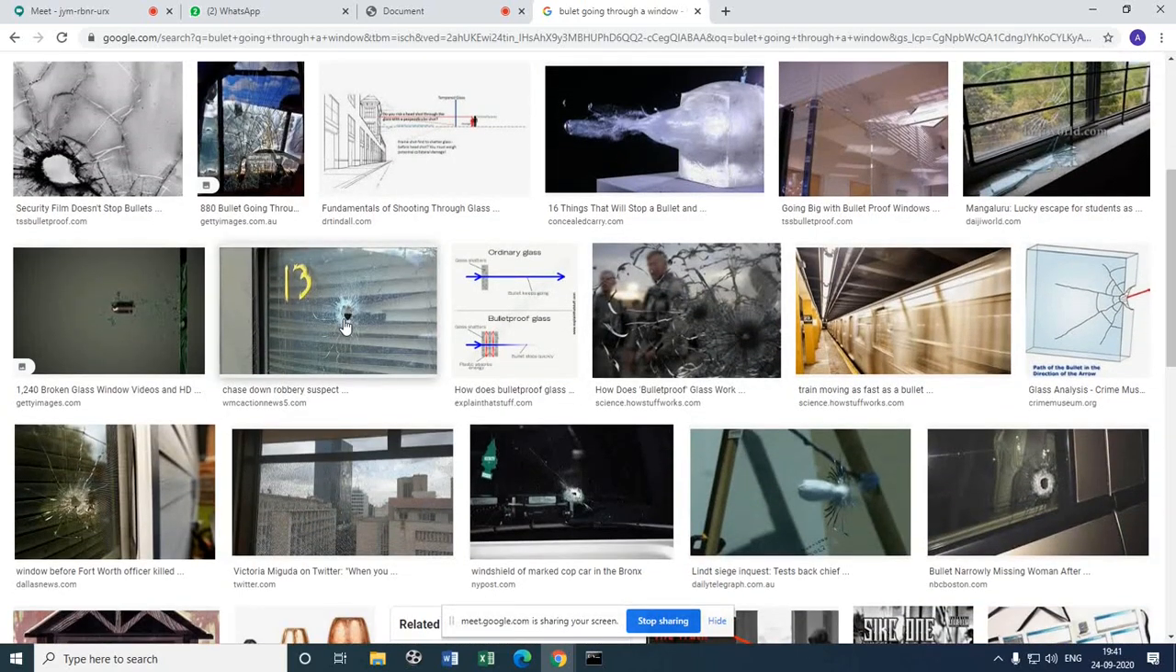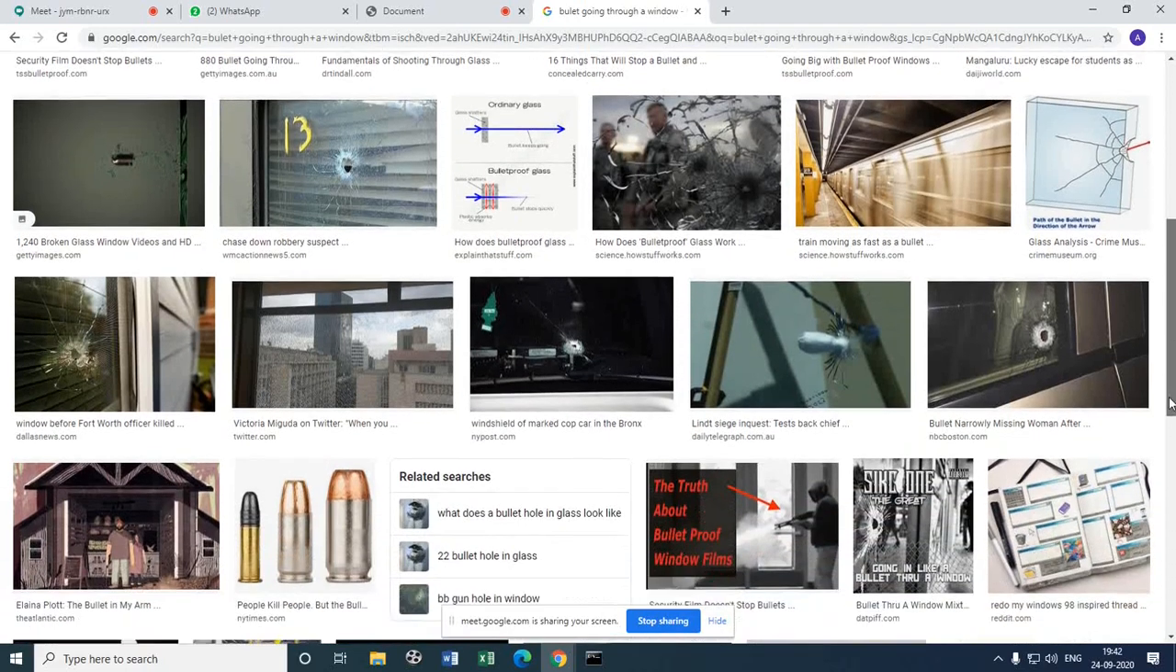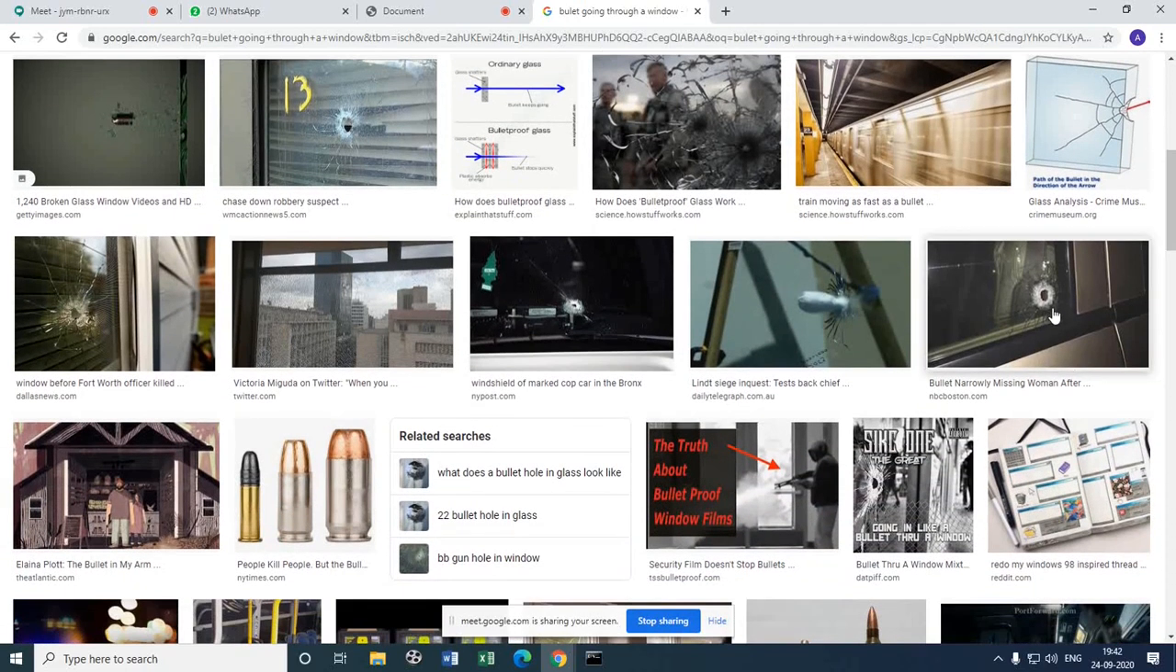You see this picture? It is passing through, right? Look at this picture. So what is happening here? Why is the whole glass not breaking? Can you explain this to me?